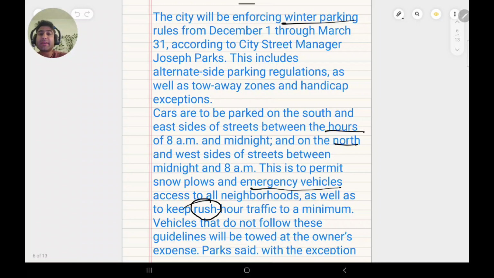It's about the winter parking. December 1 to March 31, street manager, alternate parking regulation, tow away zones, handicap parked to south, east. Right. Now, they're talking about the winter parking. They're telling about the tow away zones, the handicap exceptions, the south and east sides, what the timings are, the north and west sides, emergency vehicles, rush hour, and that vehicles will be towed at the owner's expense. I hope you understand, right?